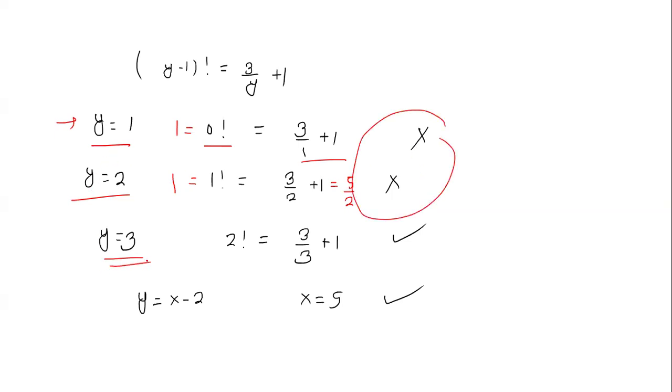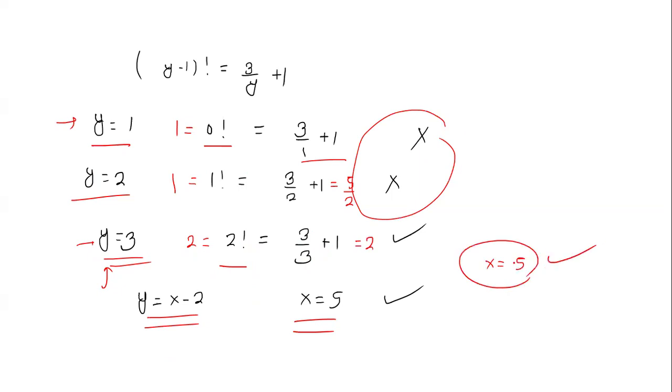If you put y is equal to 3, then you will get 2 factorial is equal to 3 by 3 plus 1. So now you see here, this is also 2 and this is also 2. So left hand side and right hand side are equal. So this is the solution, and we assumed y is equal to x minus 2. So if y is equal to 3, in terms of x, x is equal to 5 is a solution. So we get one solution, which is x is equal to 5.